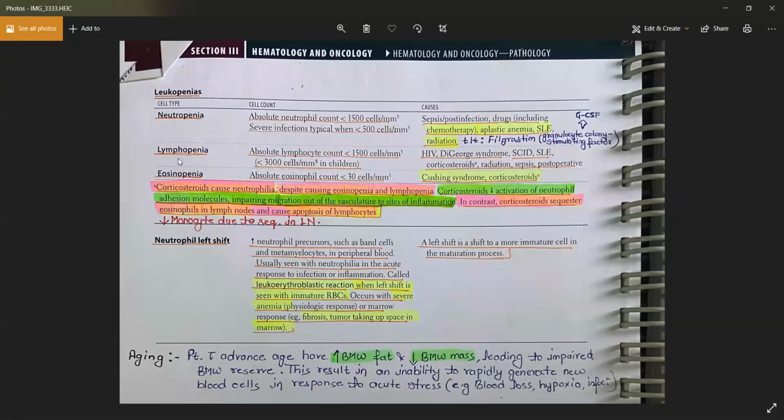Okay. Second is the lymphopenia. Okay. Lymphopenia can happen because of the HIV. See, the HIV can only cause lymphopenia. It cannot cause a neutropenia. Okay. The corticosteroids, they can cause the lymphopenia, but they cannot cause a neutropenia. Okay. So please remember it.